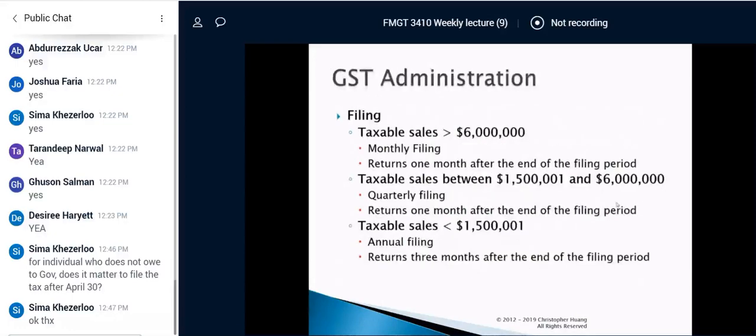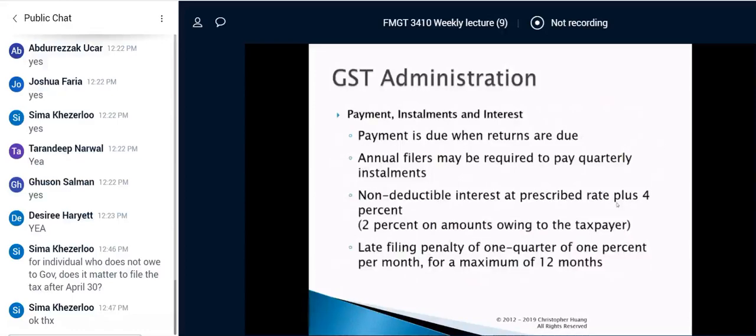Okay, and again, it's a monthly filing. If you hit 6 million in sales, if you're between 1.5 and 6, it's quarterly. If you're less than 1.5, it's annual. Okay, and generally speaking, it's a 1 month deadline to file, unless it's annual, and you get 3 months. Okay, and again, same thing, it's kind of as the other rules. So payment is due when returns are due. Again, there are installments and all that.